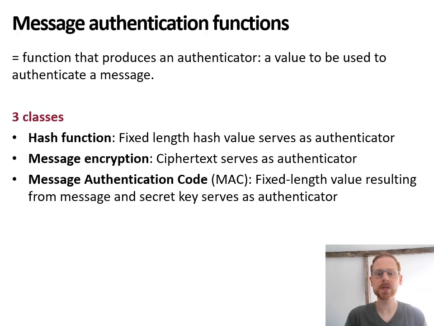And there are three main classes of message authentication functions. The first one is a hash function, which creates a fixed length hash value to serve as the authenticator. The second one is encryption. If we encrypt a message, the ciphertext can serve as the authenticator. However, this is a heavyweight version of authentication, as usually encrypting a message is more computationally complex than creating a hash value. The third one is a message authentication code, or a MAC. This is a fixed length value resulting from the message and a secret key, and this fixed length value serves as the authenticator.